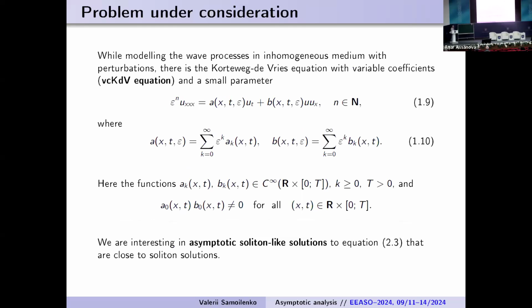The problem under consideration in this lecture is the KdV equation with variable coefficients, equation number 9. This equation is a direct generalization of the KdV equation. Instead of a constant coefficient near the time derivative and near nonlinear terms, we consider some functions which are variable in x and t, and in addition we add a small parameter, because such a model may be considered as a model that describes the movement of waves in inhomogeneous media, in which characteristics can change in space and in time.